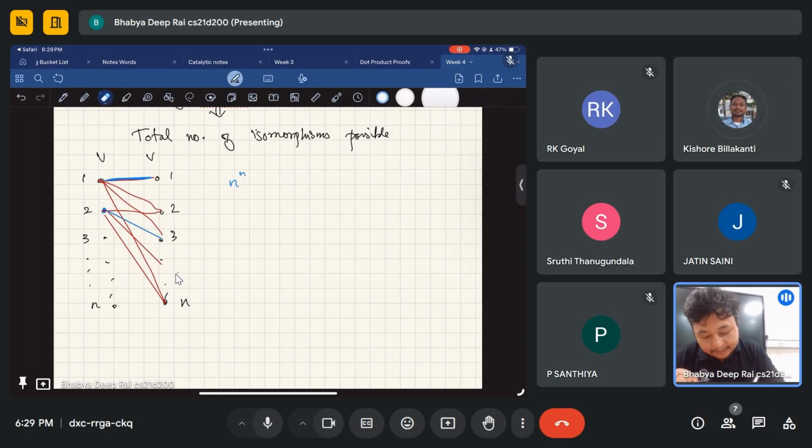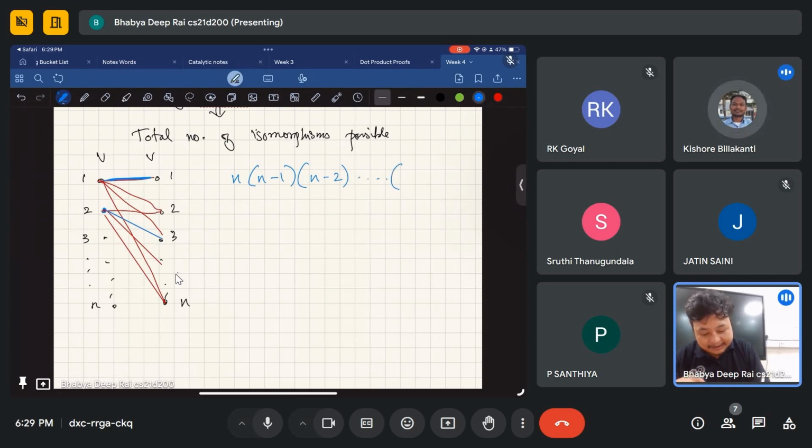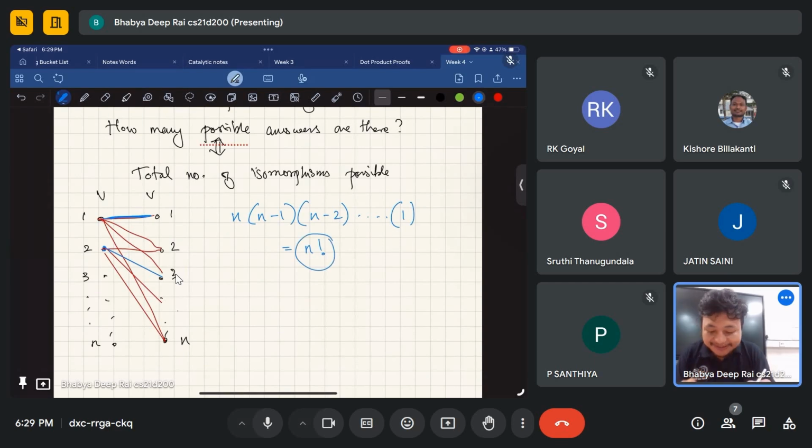So right. The first vertex has n many choices. The second vertex has n minus 1 many choices. The third vertex has n minus 2 many choices, and so on and so forth until the last vertex has just one. Exactly, there are n factorial. So how many isomorphisms are possible? N factorial many.